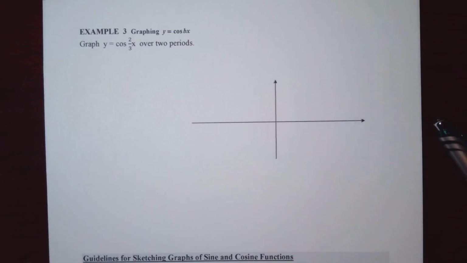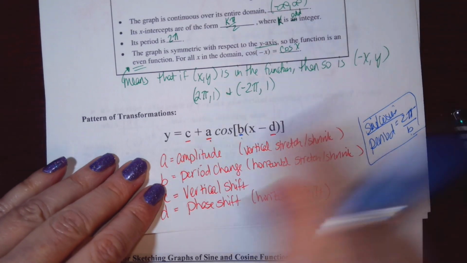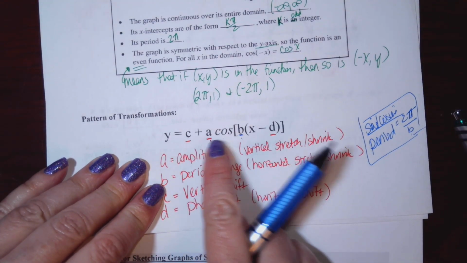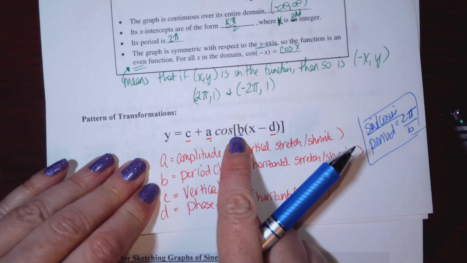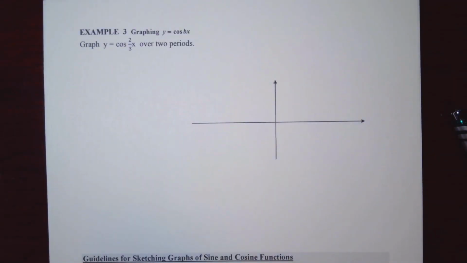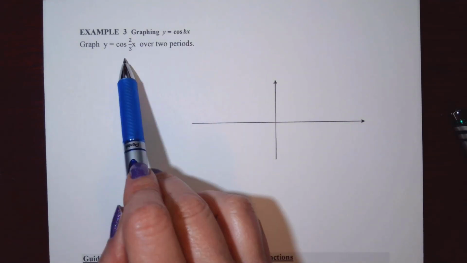This is a good place to stop and remember our standard form for transformations of functions. If you go back and look at our 3rd page of notes, this is what we're working with. We've got A for amplitude, B for our horizontal stretch or shrink, our period change, C would be a change in center, D would be a phase shift.